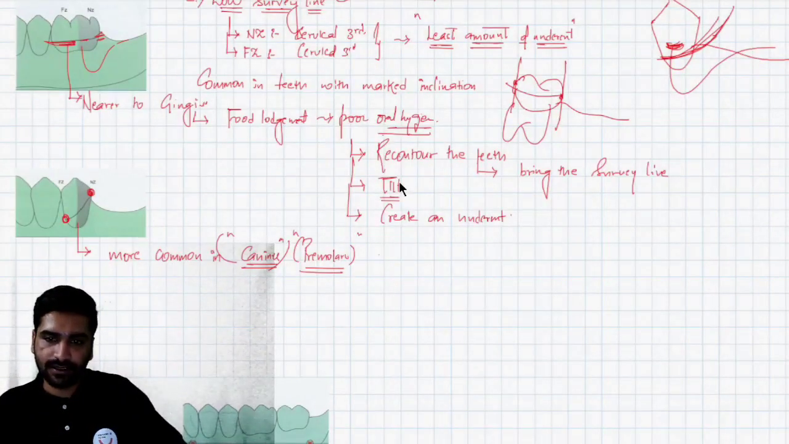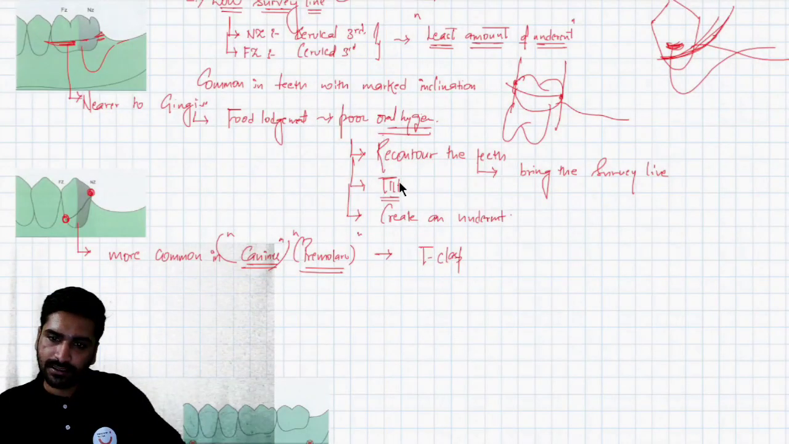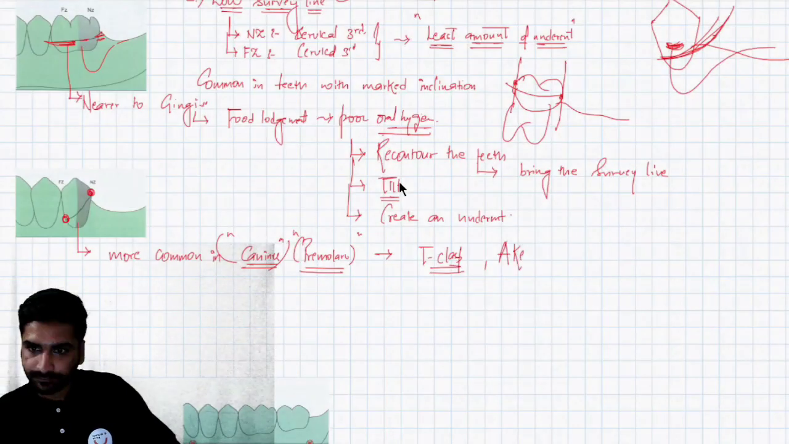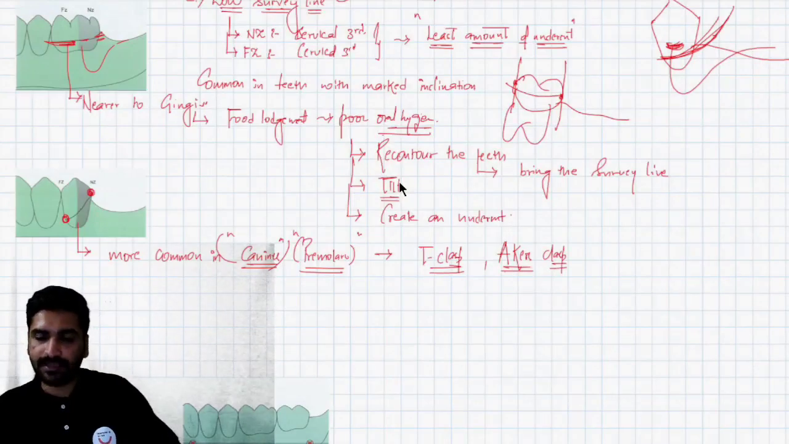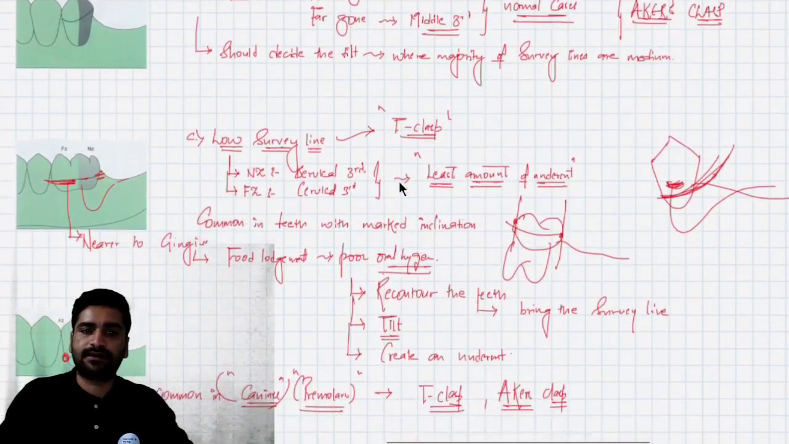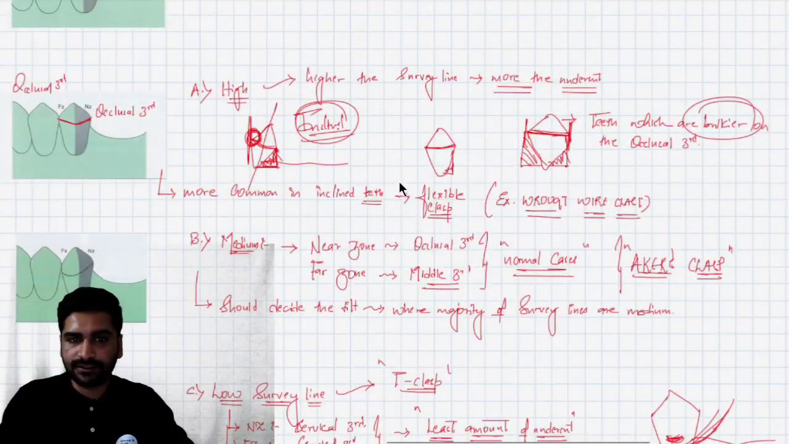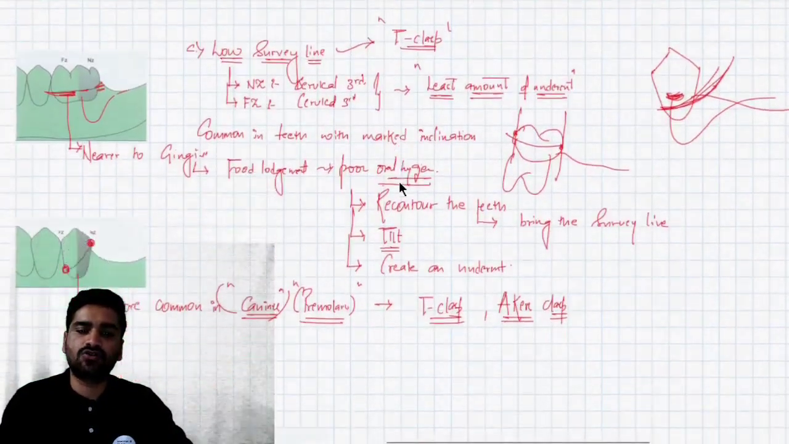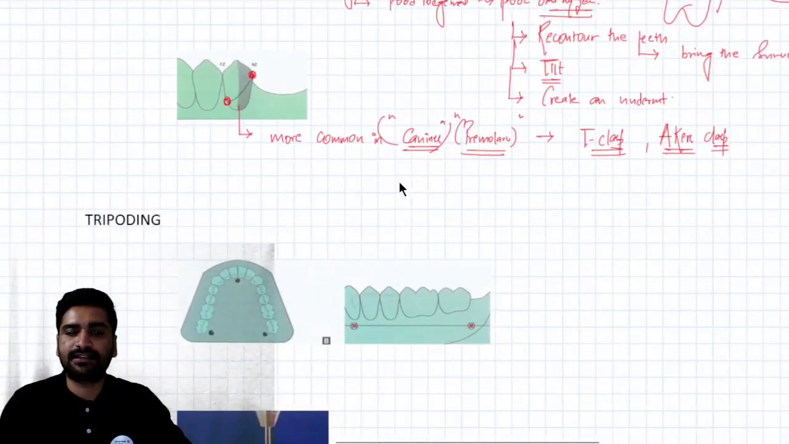Okay, and over here you can also go with T clasp again or an Acres clasp, right? Acres clasp can be given or a T clasp can be given, right? Understood? So this is high survey line, medium survey line, low survey line and the diagonal survey line.